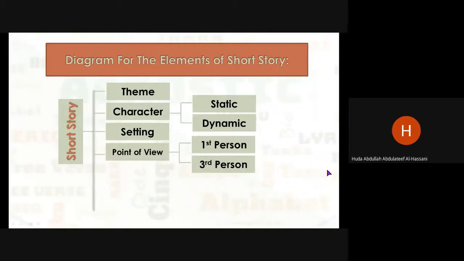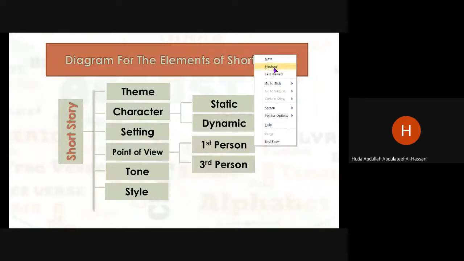This is important, and these two point of views can be used according to the author. The author is free to use either the first person point of view or the third person point of view. Actually, we have also second person point of view by using the pronoun you, but it is so rare. Okay, so rare.